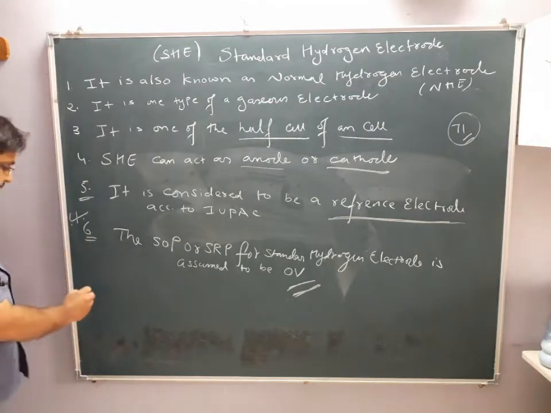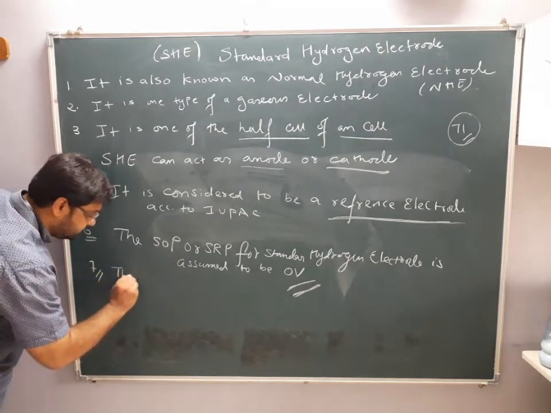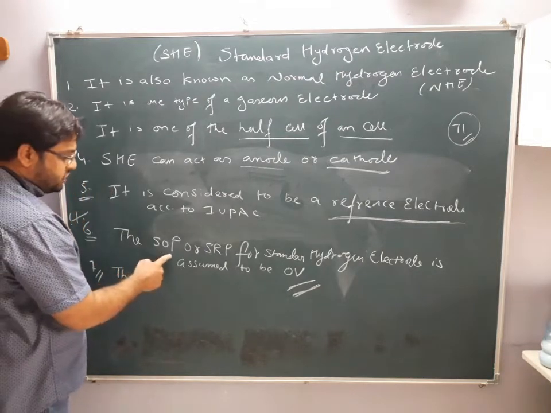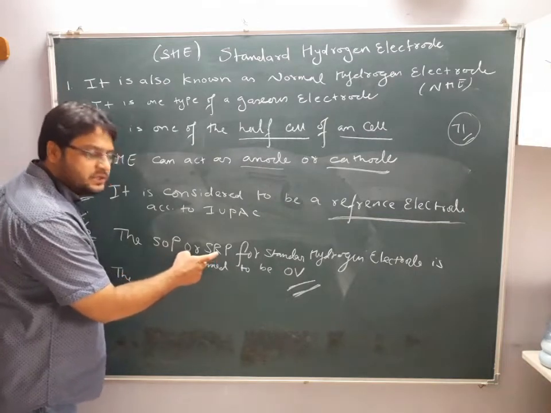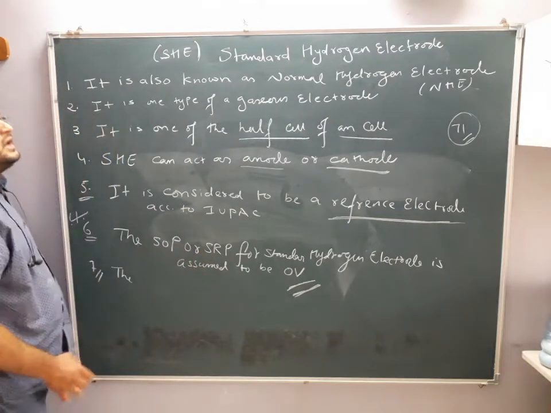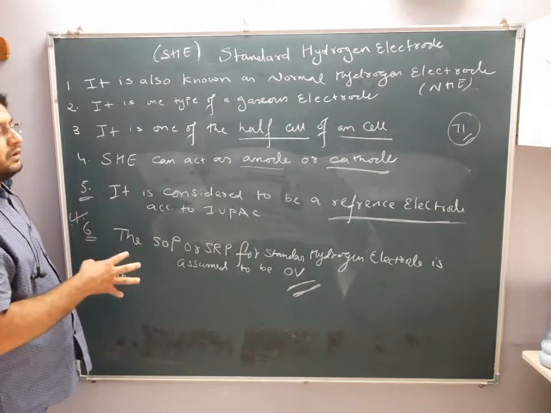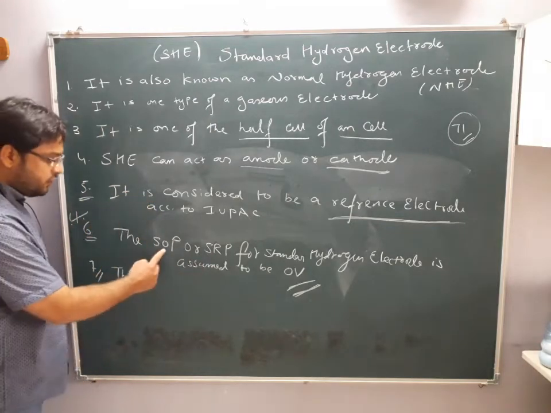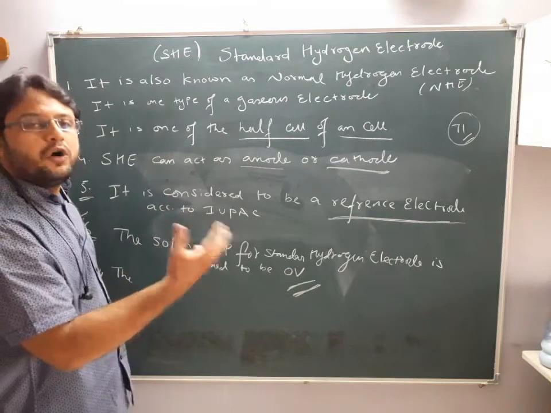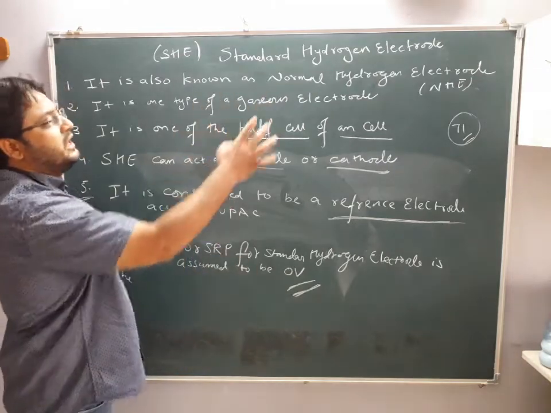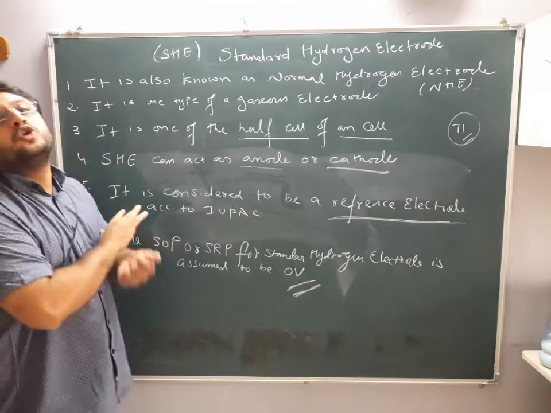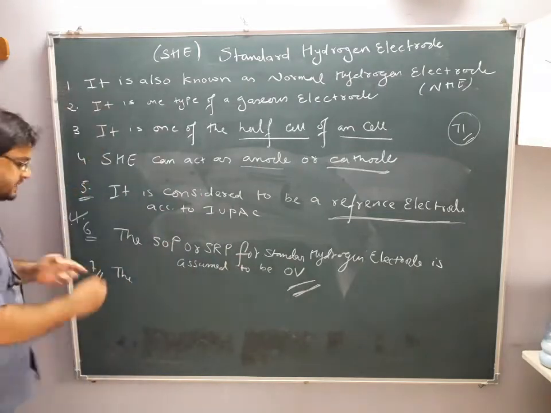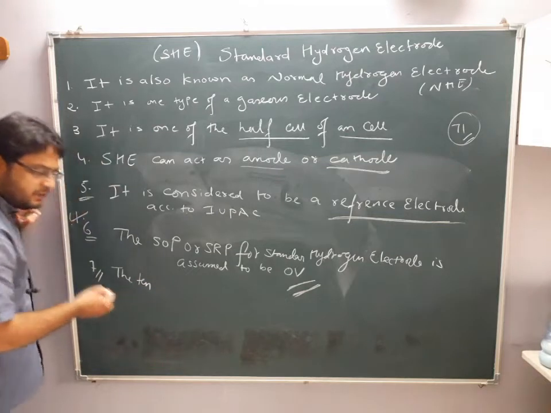Okay. So from this I can derive one more point. The tendency means, standard oxidation potential means oxidation is loss of electron and reduction is gain of electron. So I can say the tendency of gaining or losing of electron by standard hydrogen electrode is assumed to be 0. Neither can they lose the electron nor can they gain the electron. So please remember, the tendency means what?